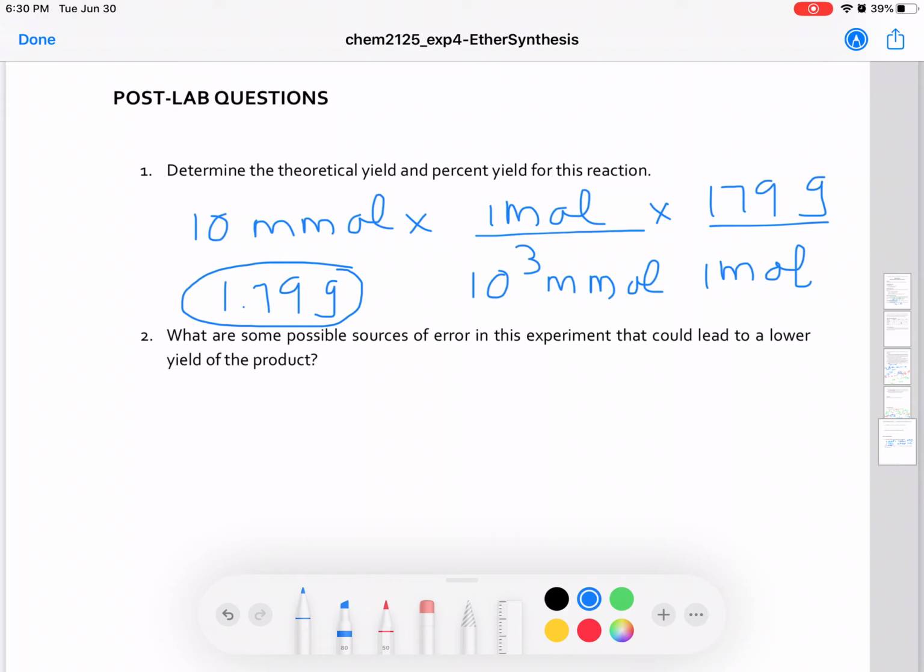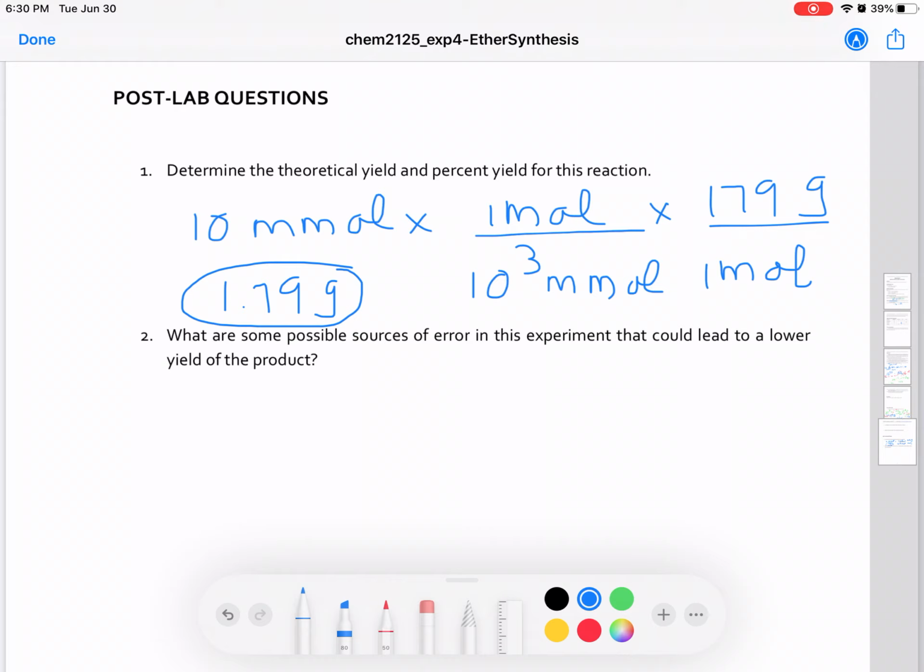But how would you calculate the percent yield? Percent yield is going to be actual yield over theoretical yield times 100. Actual yield you can find out from the virtual video. Write that down, and then you divide that number by 1.79 times 100 and that will give you the percent yield. We also talked about how to calculate that, so you can refer to that. And then what are some possible sources of error in this experiment that could lead to a lower yield of the product? Watch the video and see where the places are that can lower the percent yield.